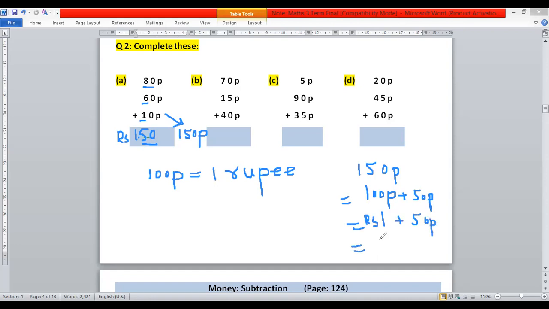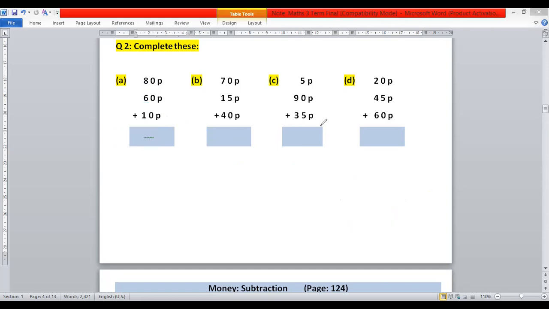So we can write Rs 1.50 rupees, meaning 1 rupee and 50 paise. That is 1 and a half. Similarly, you can add part B, part C, and part D.